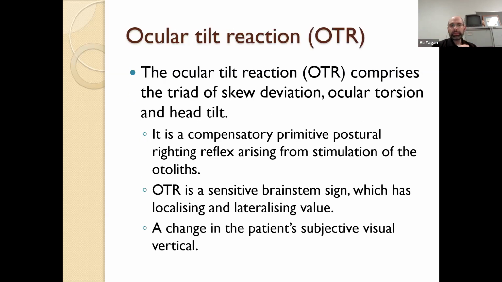Another example of a vertical palsy is the tilt reaction. So it's a triad: you get deviation, you get torsion, the incyclotorsion usually, and you get a head tilt. So the patient has that head tilt to try to maintain the vertical visual axis, and it's a disruption between the connections in the ears and the brainstem.